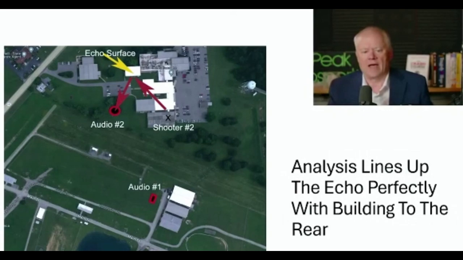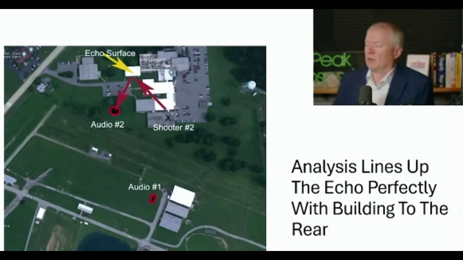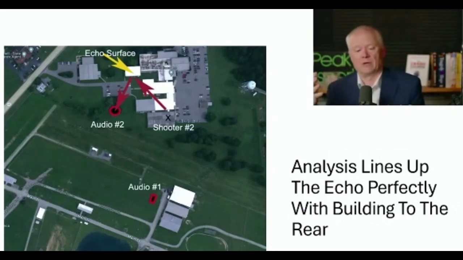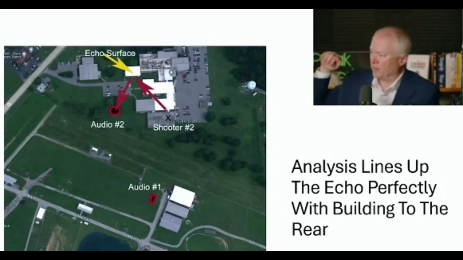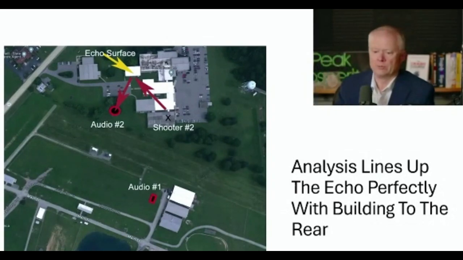The echoes we have are perfectly consistent with the atmospheric conditions of the day, to have bounced off of this building, because that's what you need for an echo. You need a hard, flat surface to echo off of. So that's what we got. We have an echo that perfectly lines up with somebody being up there in the shooter number 2 position.